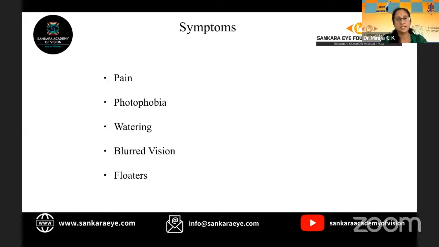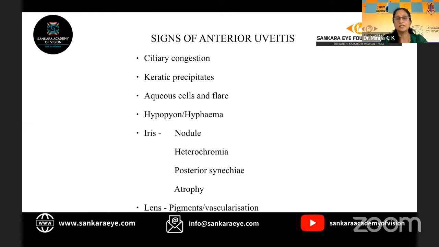Now, coming to anterior uveitis, the main thing is the symptoms: what does the patient present with? Pain, photophobia, watering, blurred vision, or floaters. The terminology of anterior uveitis is mainly based on the signs you find: on the conjunctiva, the cornea, the anterior chamber, the iris, and the lens. They all give the telltale signs of what the patient has.